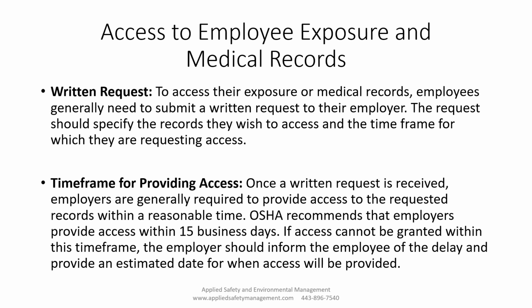So once you've requested access, employers generally have 15 working days to get you that information. If access cannot be granted in that time frame, the employer should inform the employee of the delay and provide an estimated date for when they can do this. Some of the old-fashioned paper records are only stored for so long before they're transferred to a storage place. It's not that the employer doesn't want to do it, but they literally have to go find these things and then get them back to the person.